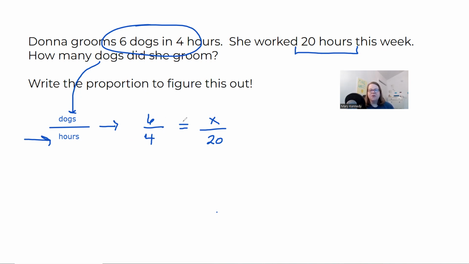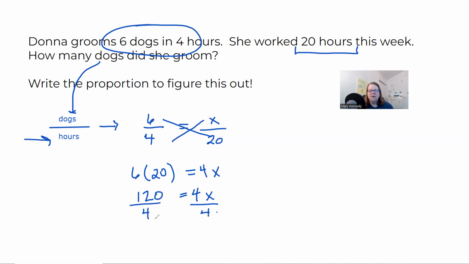Okay. So at this point, you've got the proportion set up. There are a couple of ways to do it. Most of the time you're going to cross multiply. So we'll kind of go with that. Cross multiplying means, multiply the top number times the bottom. So 6 times 20. And then the bottom number times the top. So 4 times X. So 6 times 20. 6 times 2 is 12, and there's a 0 on that, equals 4X. Divide both sides by 4. And X equals 30. So she's going to be able to groom 30 dogs in 20 hours.